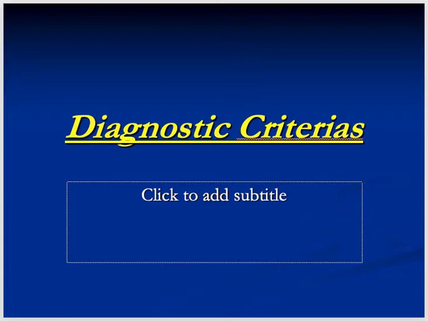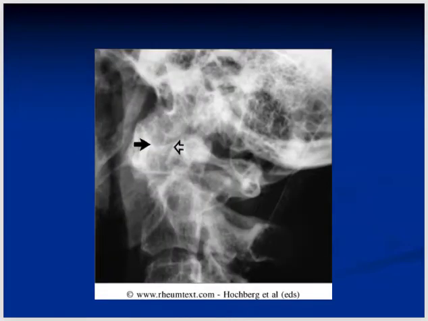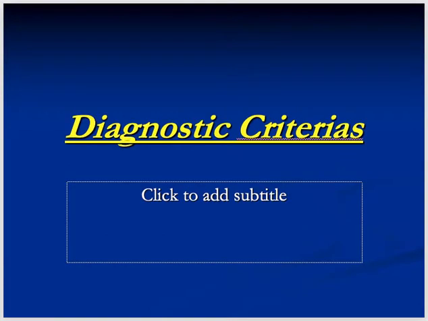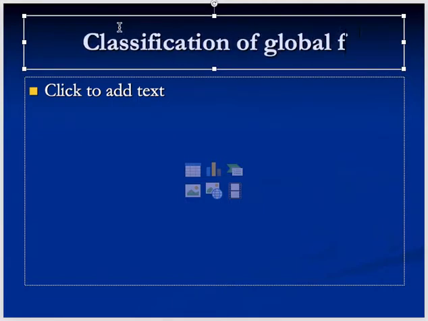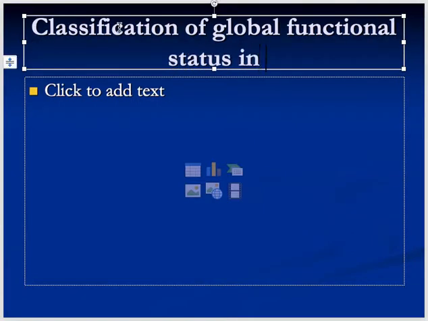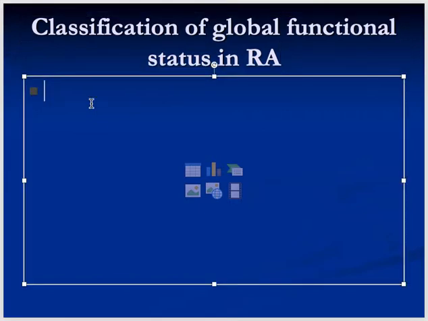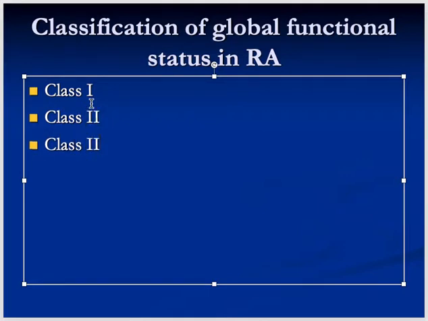Once you have done the diagnosis, one of the things I wanted to talk about here is the classification of global functional status in rheumatoid arthritis. We classify the patients into four classes: class one, class two, class three, and class four.